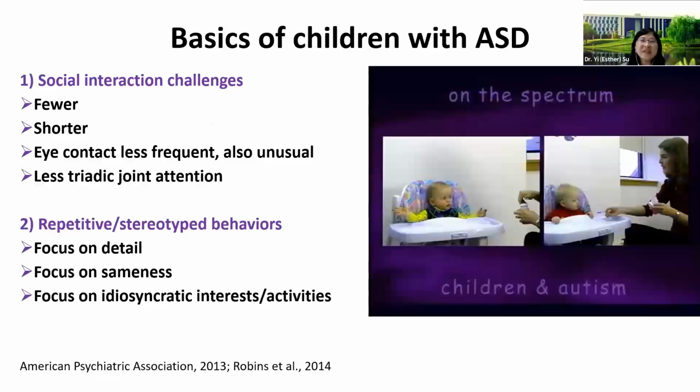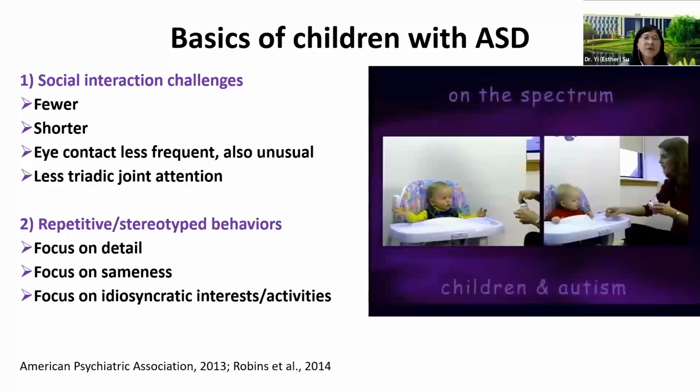So children with ASD have two defining diagnostic symptoms. Number one, they have social interaction challenges. They have fewer and shorter social interactions with people around them. They have less frequent eye contact. Also, they have less triadic joint attention with other people. So that is the first diagnostic symptom: social interaction challenges.